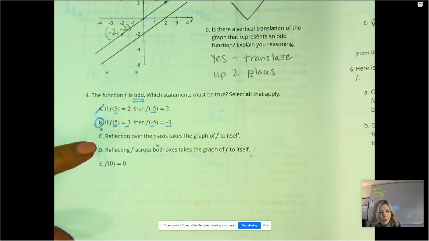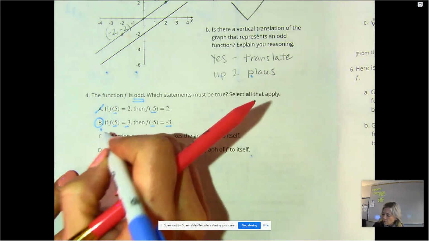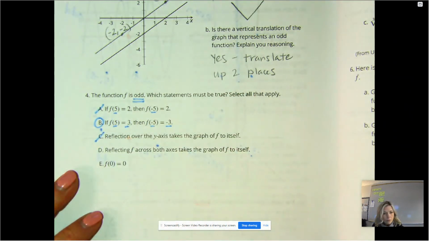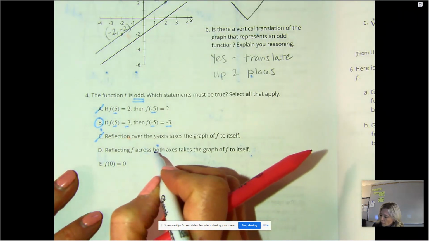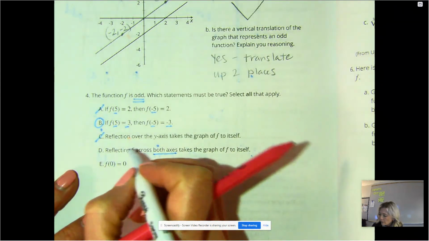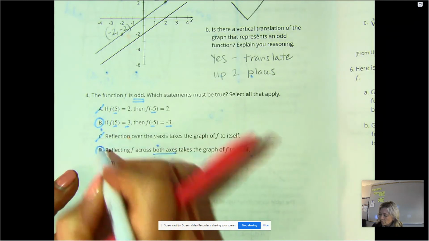C, reflection over the y-axis takes the graph of f to itself. No, odd functions don't have reflection symmetry. They have 180-degree rotation symmetry. So not C. D, reflecting f across both axes takes the graph of f to itself. So across both axes, that's going to be true.